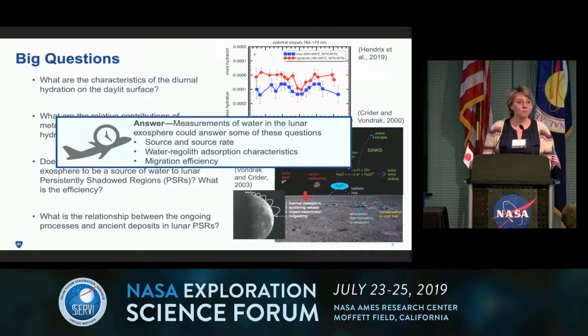And since some of you may have flights to catch, I'll give you the answer real quick, that if we have really good measurements of water in the exosphere of the moon, we can start to address some of these questions. So exospheric water measurements can tell us what the source of water to the ongoing processes is, can tell us what that source rate is. We can also learn about the physics of the interaction between water and the regolith.